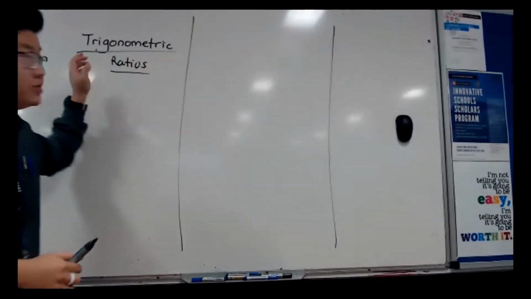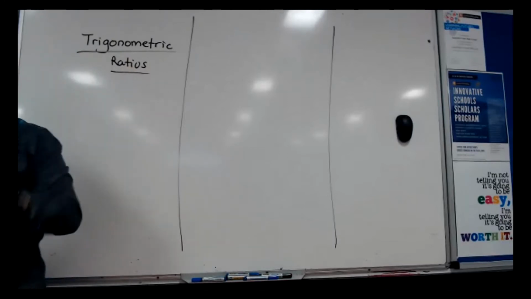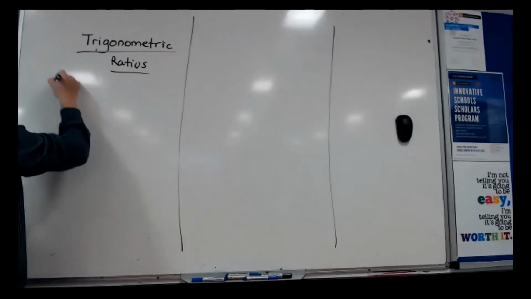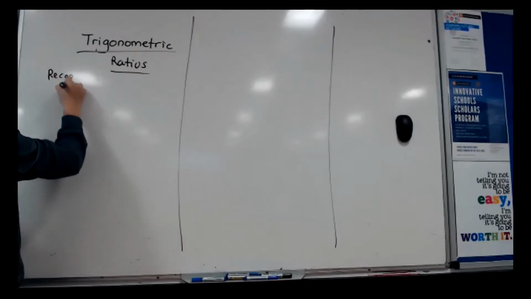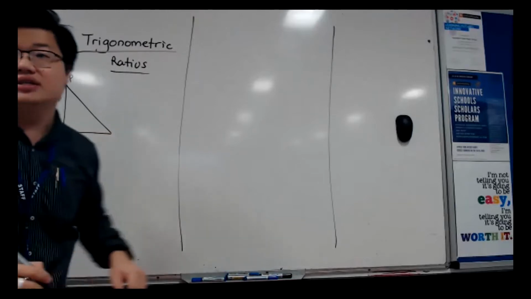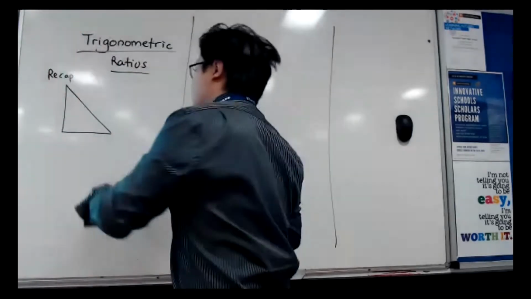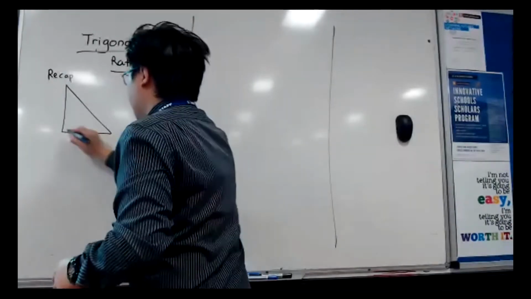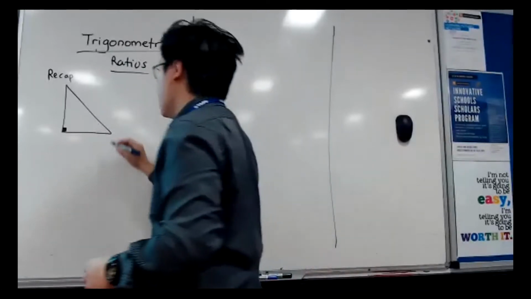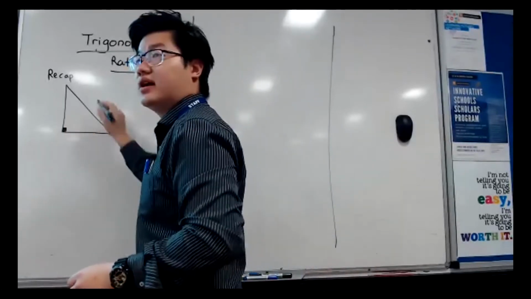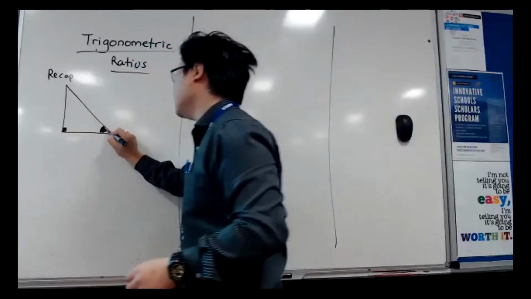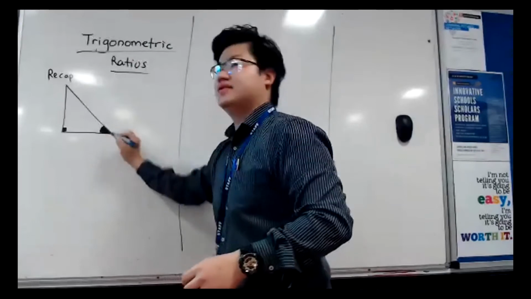So today we're going to talk about trigonometric ratios. In the last lesson, this is a recap, we talked about it in detail. We had a right angle triangle. Still remember that? We also talked about the three sides and a reference angle. That's what we talked about in the last lesson, didn't we?